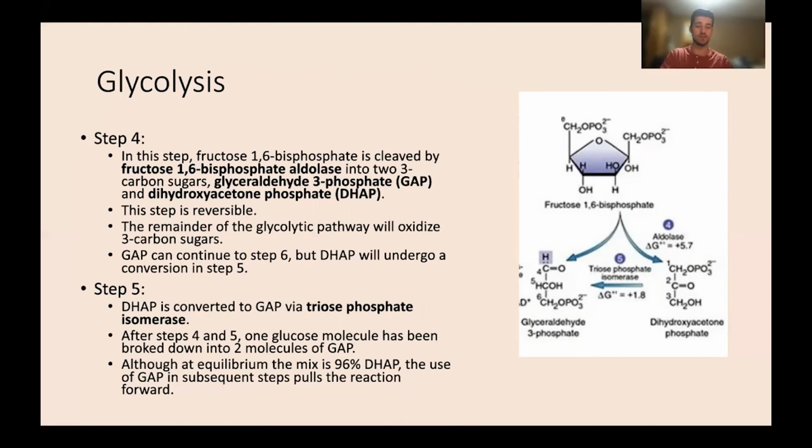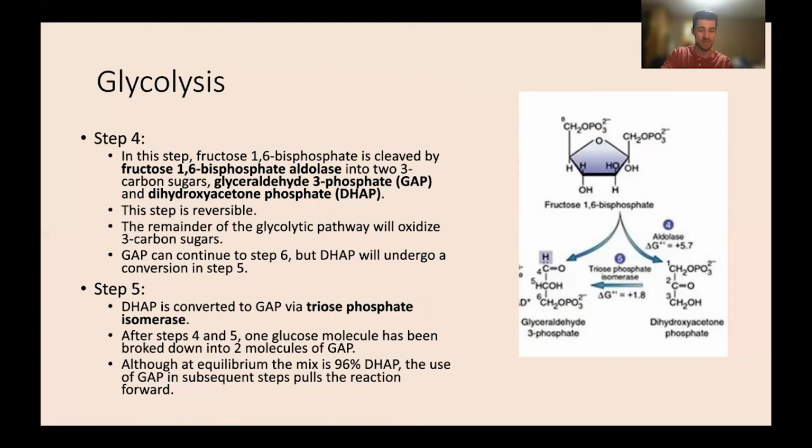So this step is reversible again, and the remainder of the glycolytic pathway will oxidize 3-carbon sugars. So GAP can continue to step 6, but DHAP will undergo a conversion in step 5. So basically, it's just an isomerization. They have the same atoms, DHAP and GAP, but we just need to convert DHAP using triose phosphate isomerase. So after steps 4 and 5, one glucose molecule has been broken down into 2 molecules of GAP.